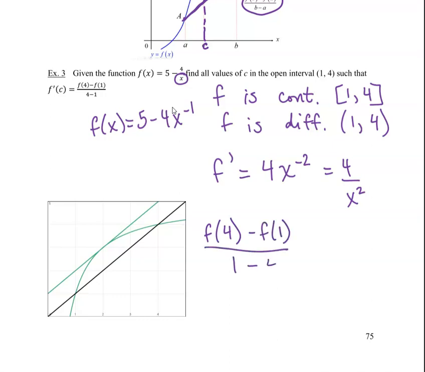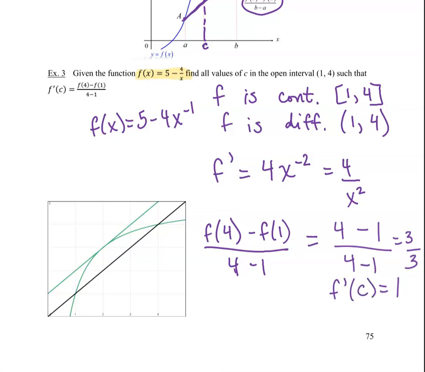So let's calculate what that would be. Let me make sure I've got everything in place. So f of 4, if we plug 4 into that expression, we get 5 minus 1, which just gives me a value of 4. If we plug 1 into that expression, we get 5 minus 4, which gives me a value of 1. And then all over 4 minus 1, I'm getting 3 over 3, which equals 1. So somewhere in that interval, there should be a location where the derivative equals 1.